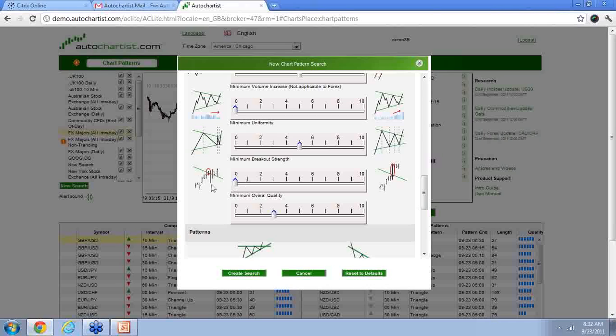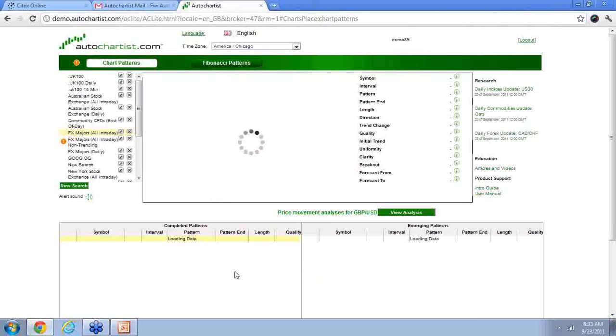And then on breakout strength, you can see that there's a small breakout here, and that's because it's a low setting. And here you have a strong breakout, that's a high setting. So if we set everything at 5, and we keep that minimum quality at 5, we can filter which markets AutoChartist is going to look for. So you have the ability to do that.